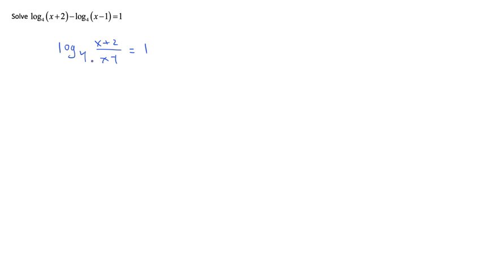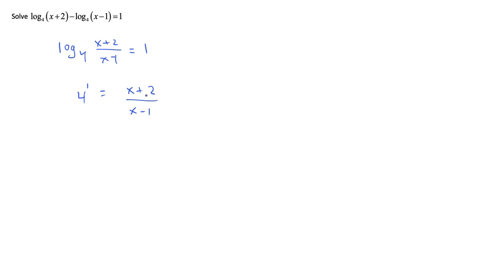And we can convert this into its exponential form. So what is the exponential form of this? Well, this is the base, that's the exponent. So 4 to the first power equals (x + 2) over (x - 1). And this we should be able to solve.